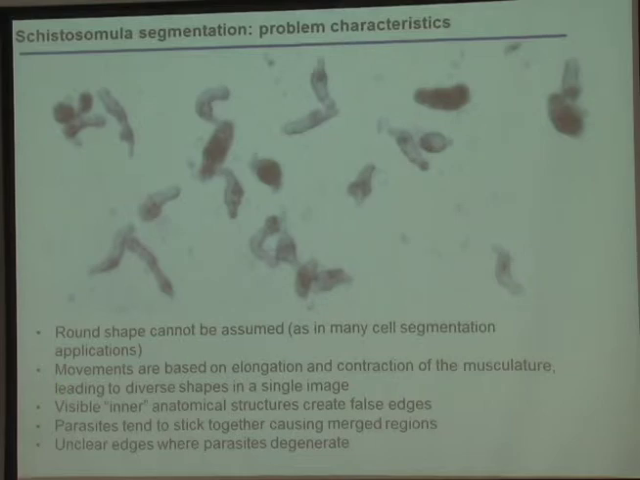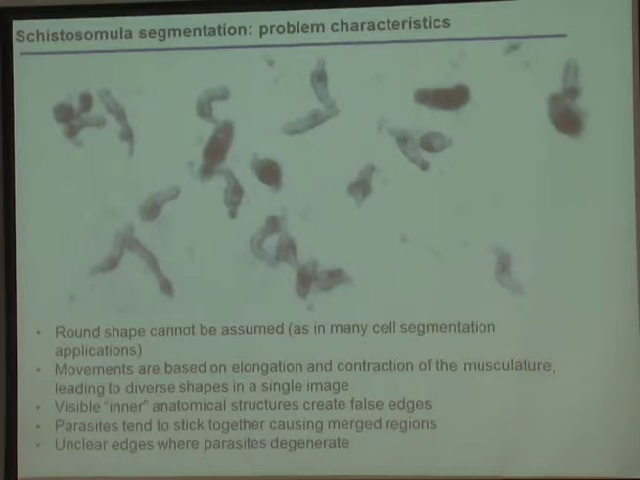The movement of this parasite is based on elongation and contraction of its musculature. So it doesn't move like a snake, it moves like this, which causes its shape to change. So you have different shapes in the same image based on how the different parasites and what stage of motion they are in. Then you can also see in these cases some inner anatomical structure, the gut of the parasite. And that makes this extremely hard because you start getting discontinuities in the image gradient there, which are not corresponding to the outlines, the edges of the parasite.